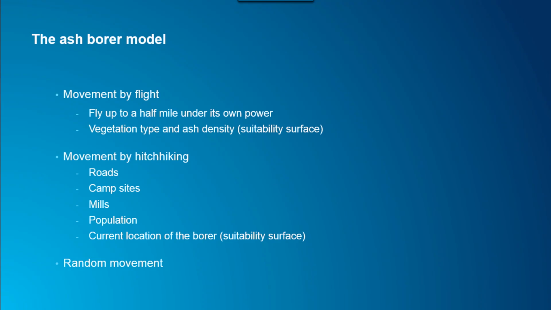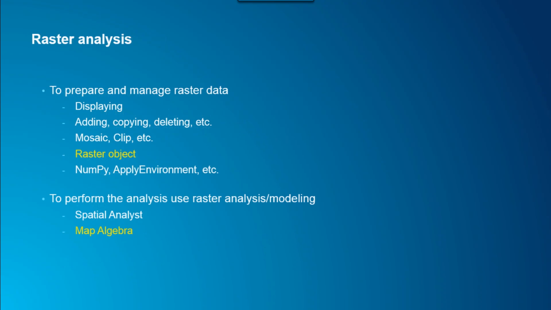So we will demonstrate that through an Ashbur model, where we will go through different scenarios where it's moving by flight. That means it's flying and going from one place to another, or it's moving by hitchhiking through roads, campsites, mills, population, and other things. And finally, there is another step where it's randomly moving. So we'll try to simulate all these different scenarios in Python so that you can see how a complex model can be broken down into pieces and then solved through a series of scripts or Python statements, right?